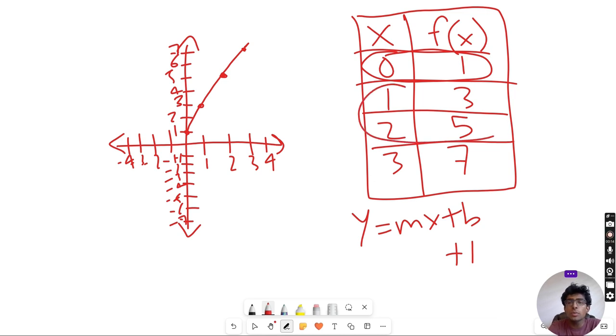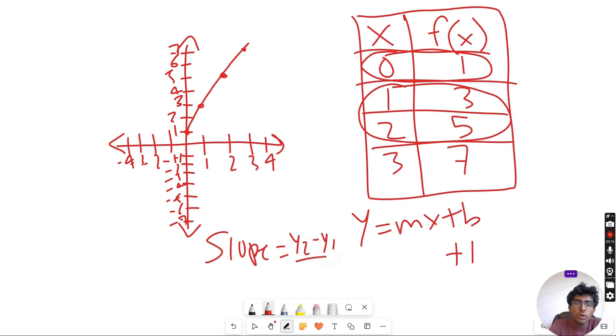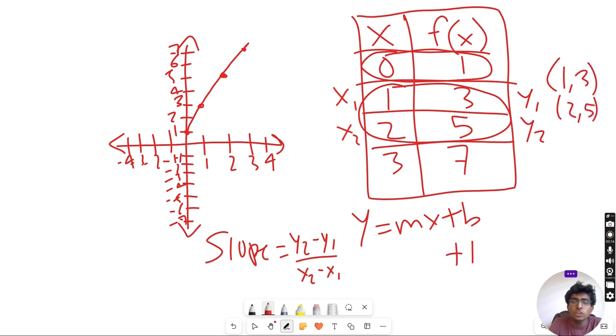Let's find the slope between 2 points, and since it's a linear equation, it's going to be the same slope throughout. So how do we find slope? The slope formula is y2 minus y1 over x2 minus x1. If we call this our x1, this our x2, this our y1, and this our y2, because it's really the points (1, 3) and (2, 5), our slope formula would be y2 minus y1, 5 minus 3, over x2 minus x1, 2 minus 1.